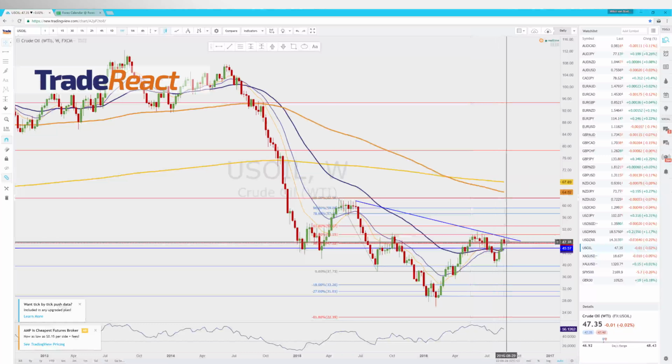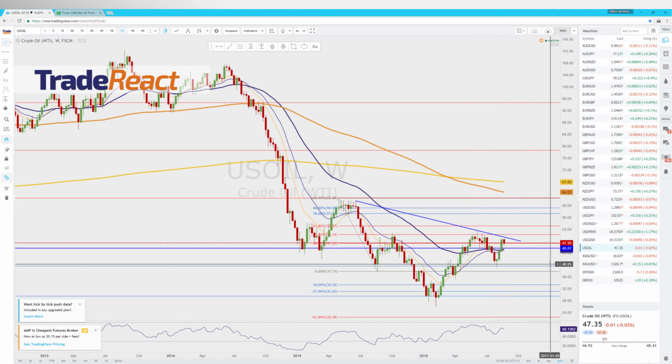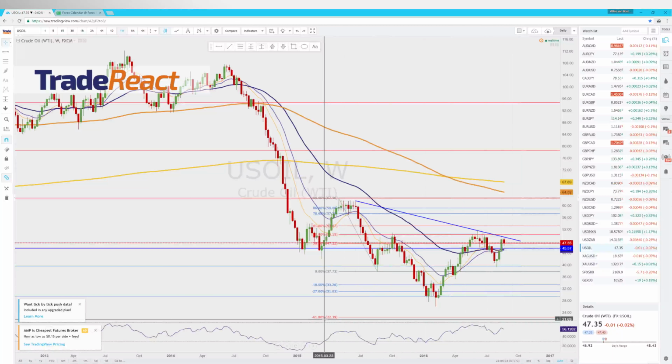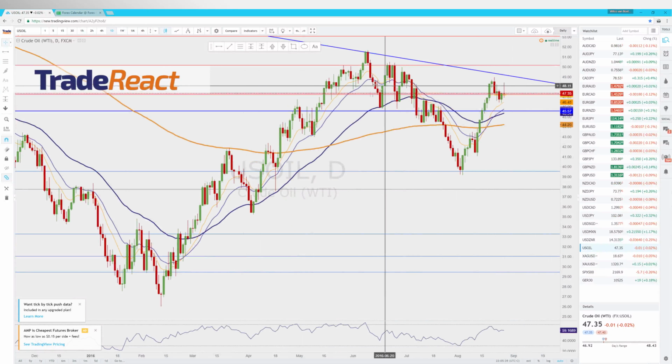If it keeps closing below, then we can see a drop off into that previous price action at 40, have a bit of a range here, or a move lower into my FIP target. That's all I'm actually watching here on the daily.